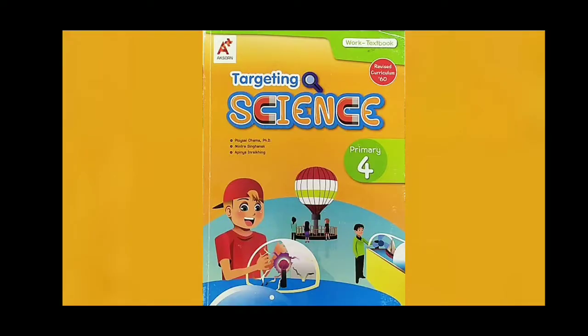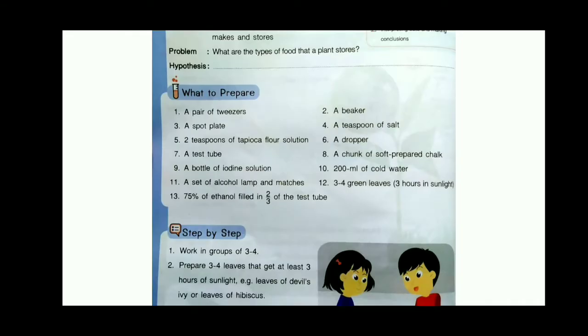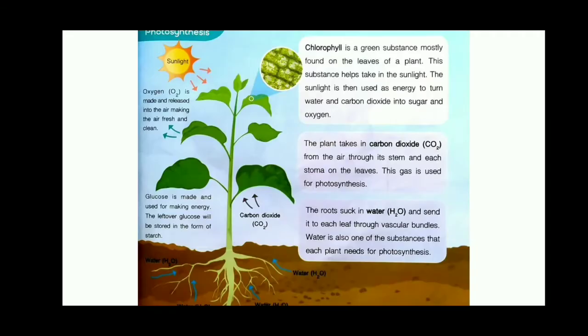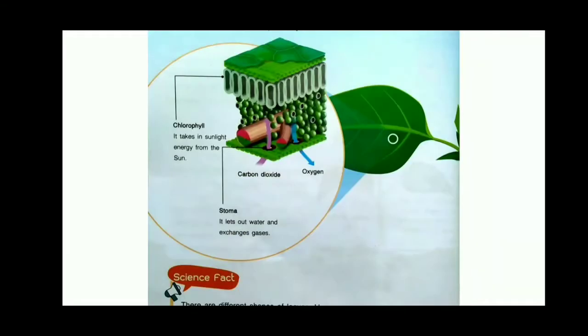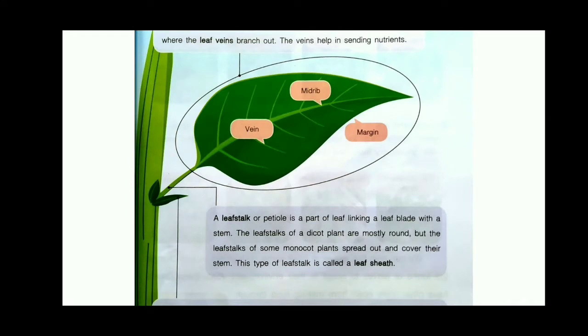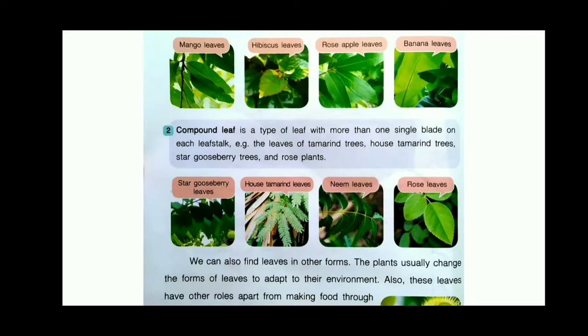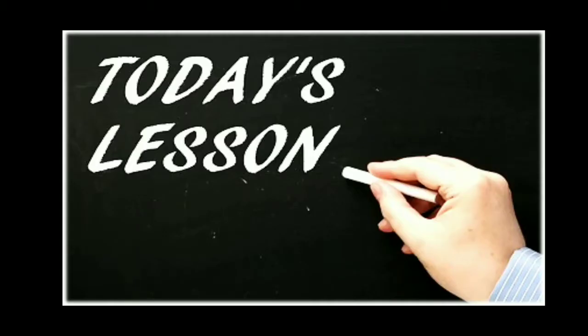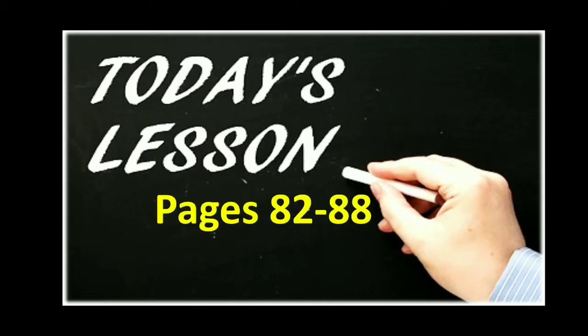Let's review. We have a lot of lessons to cover. Congratulations for answering these pages, and this one too. We learned a lot about chlorophyll and even some functions in it with carbon dioxide. Also we learned about different kinds of leaves, veins, in these different kinds of trees and plants. Congratulations for answering it. Today, we'll learn about pages 82 to 88. Okay?